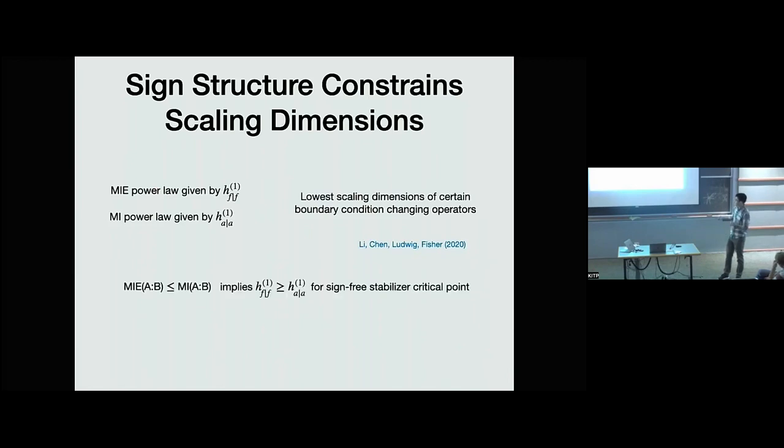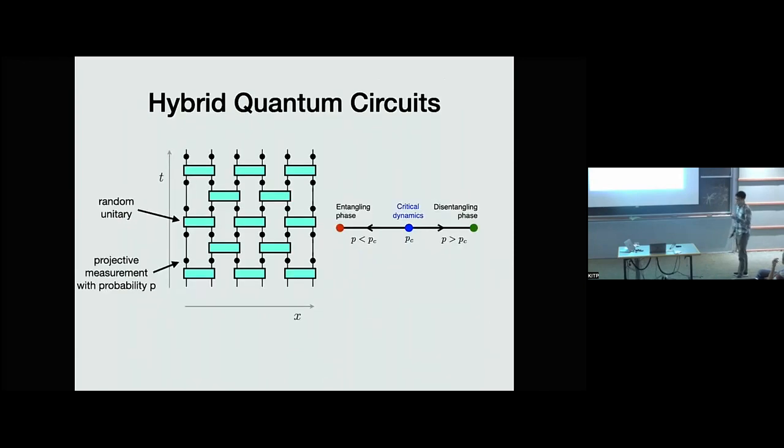But we can simply translate our result for this bound on sign-free stabilizers to a bound on these scaling dimensions. So I think it's quite interesting that the sign structure, which is naively a UV property, is placing some kind of constraints on the IR physics here. Okay, so that's the story for sign-free stabilizer dynamics. And what about dynamics with sign structure?